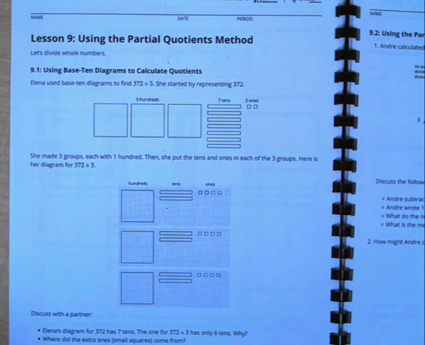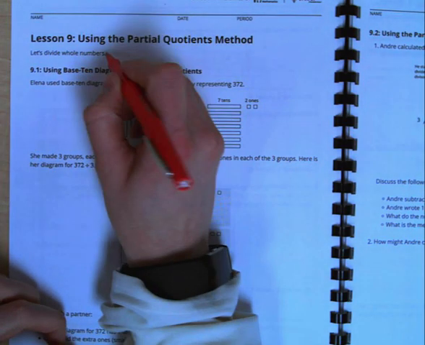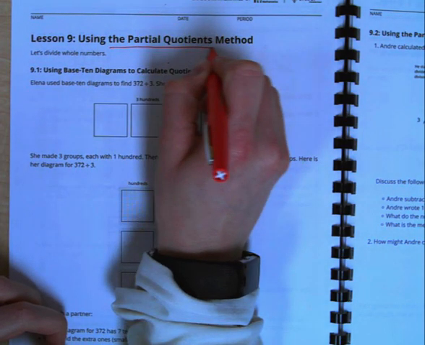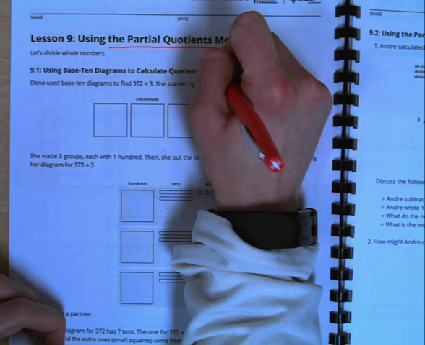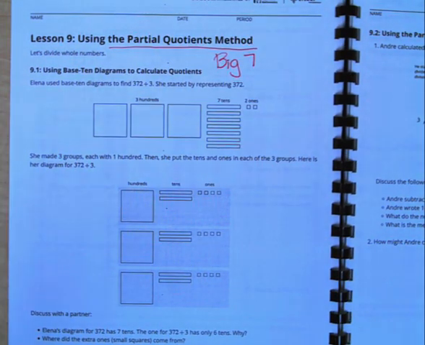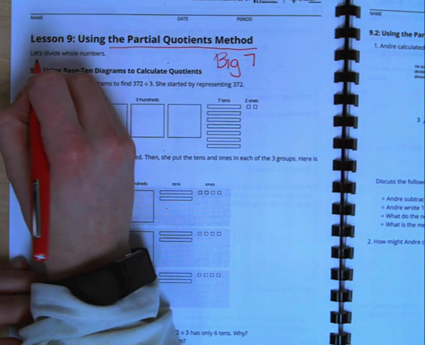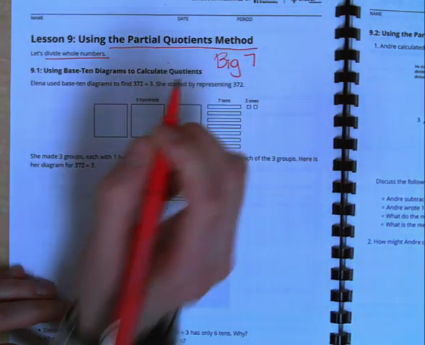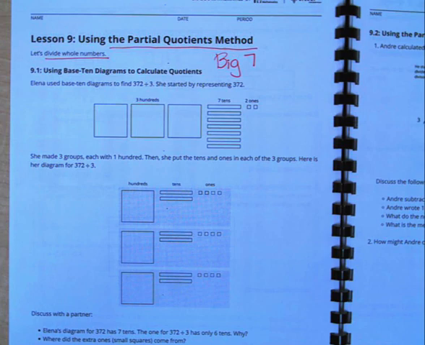This lesson is going to get us started on dividing. And we're going to start off by reviewing a strategy that you guys used in 5th grade called the Big 7 strategy. Our book calls it the partial quotients method, but if you feel more comfortable calling it the Big 7, that is okay with me. Our goal today is to learn how to divide whole numbers. So we're not going to work with decimals today at all. We are just doing whole numbers.